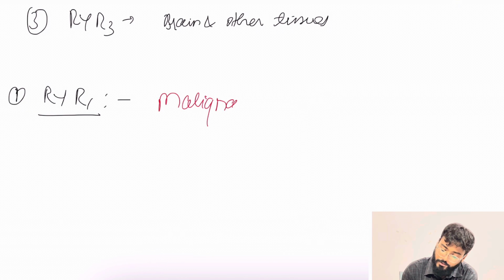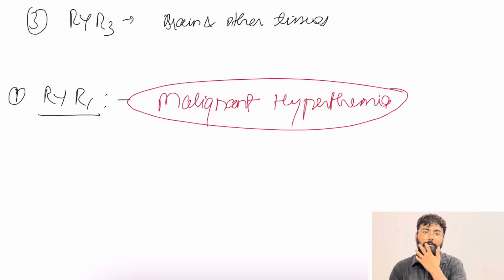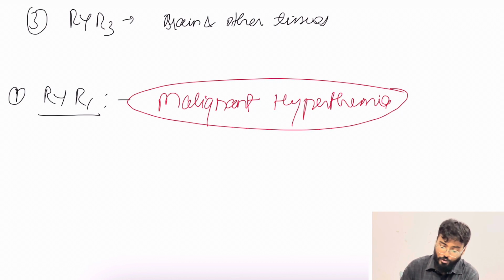Malignant hyperthermia. What is malignant hyperthermia? Whenever you give a patient some volatile inhalational anesthetic agent, such as halothane or isoflurane, and also some muscle relaxants like succinylcholine, and if your ryanodine receptor type 1 is defective, this will cause malignant hyperthermia. So what are the agents that cause this?